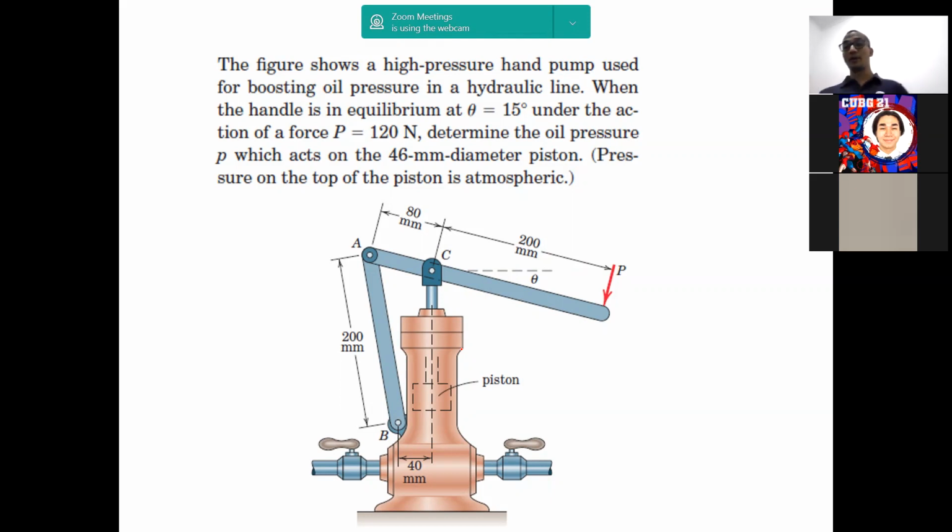As usual, whenever we want to solve a problem, we are supposed to start with identifying the two-force member. Okay, identifying the two-force member first, and then the rest of the multi-force members we have to isolate.